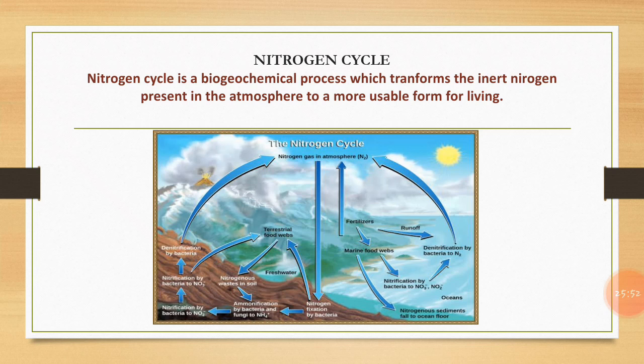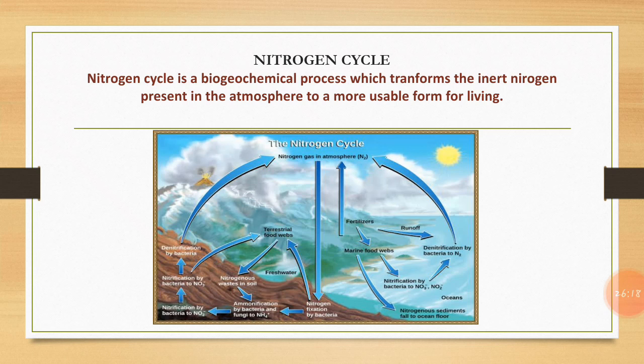Third one is biological nitrogen fixation. We already know that nitrogen is not usable directly from the atmosphere. It means the nitrogen present in the atmosphere, we can't take it directly in that gaseous form. So it is not usable directly from the air for plants and animals.